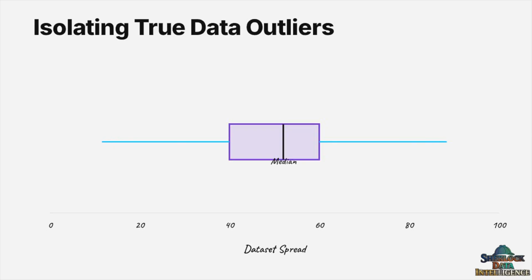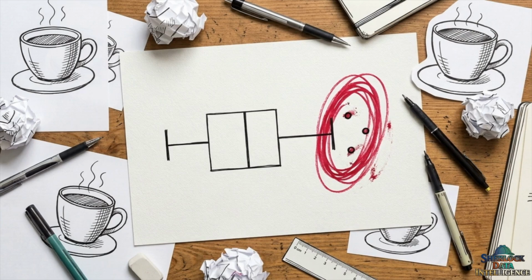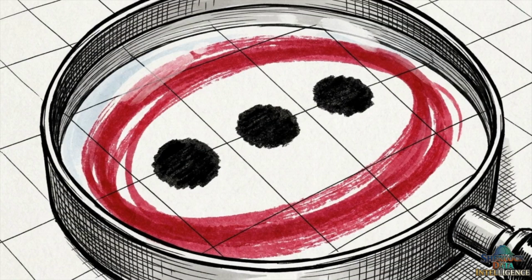From there, the whiskers extend outward exactly 1.5 times the IQR distance. This sets an absolute mathematical boundary for expected variation. Any individual data point that lands beyond those whisker boundaries is officially flagged as an outlier. The boxplot has done its job. It doesn't tell us what to do with the anomaly, it simply isolates it so we are forced to interrogate it.